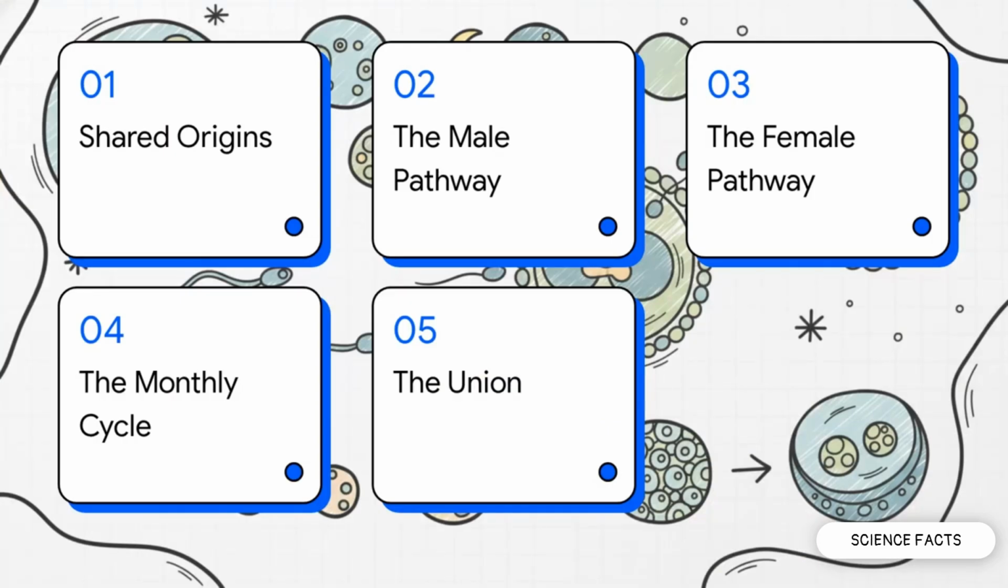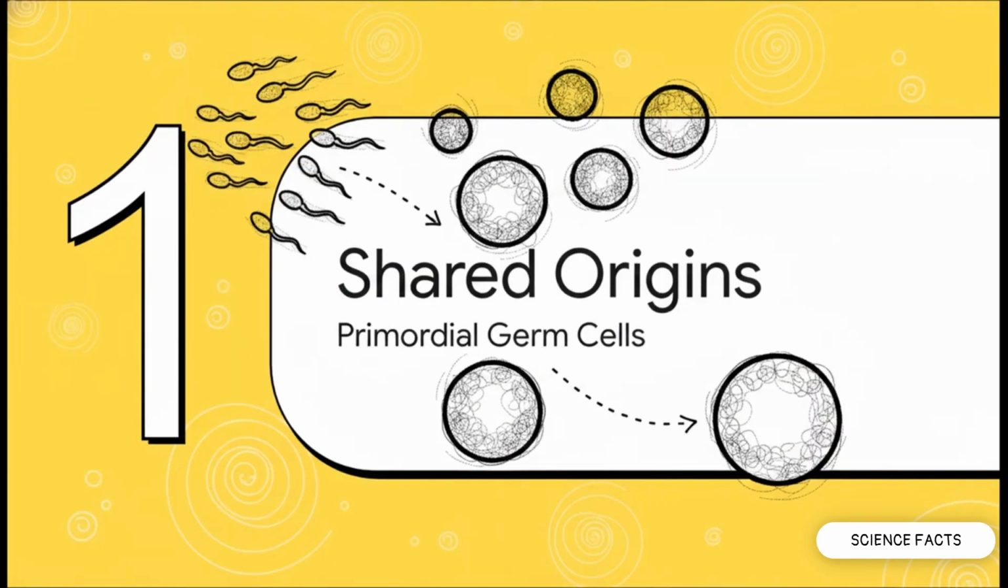To make it super digestible, we're organizing the material into 5 distinct buckets: shared origins, the male pathway, the female pathway, the monthly cycle, and finally, the union. All right, starting off with Section 1, shared origins, specifically the primordial germ cells.